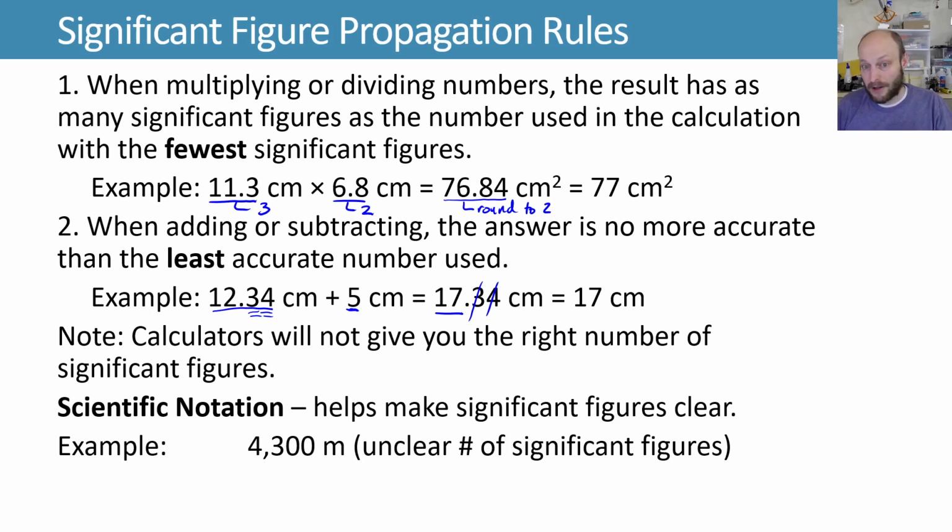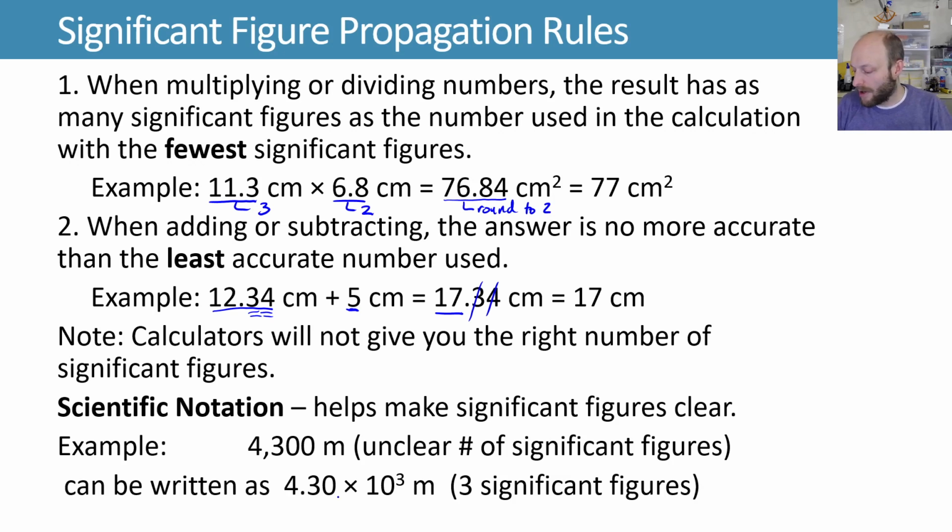To make that clear, we can write this as 4.30 times 10 to the third, and this makes it clear my uncertainty is in this last digit here, right? So we include the digit where our uncertainty is in, and now it's clear. There are 3 significant figures.